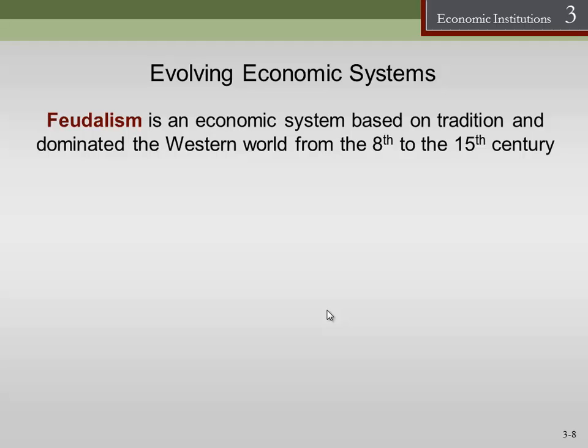So these systems evolve over time. So an economy is an evolving system. So let's take a look at kind of the history of European economic systems. And we're going to kind of start in the Dark Ages and move just a little beyond the Dark Ages into what we call feudalism.